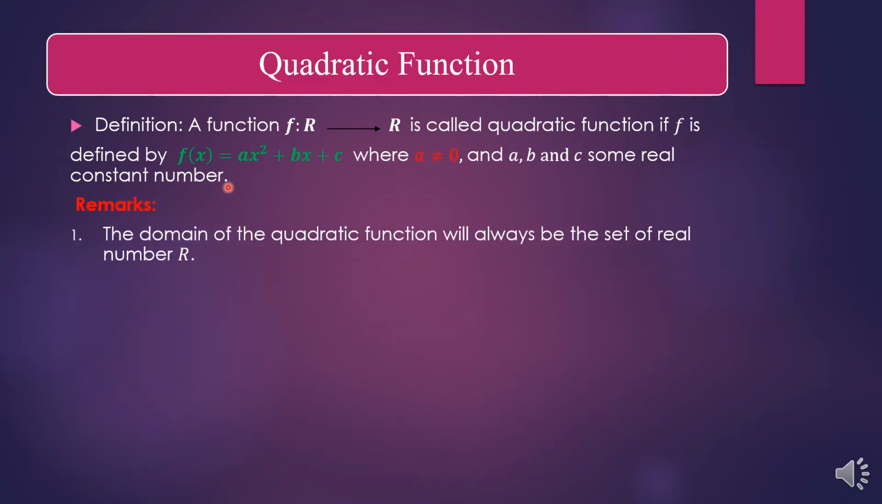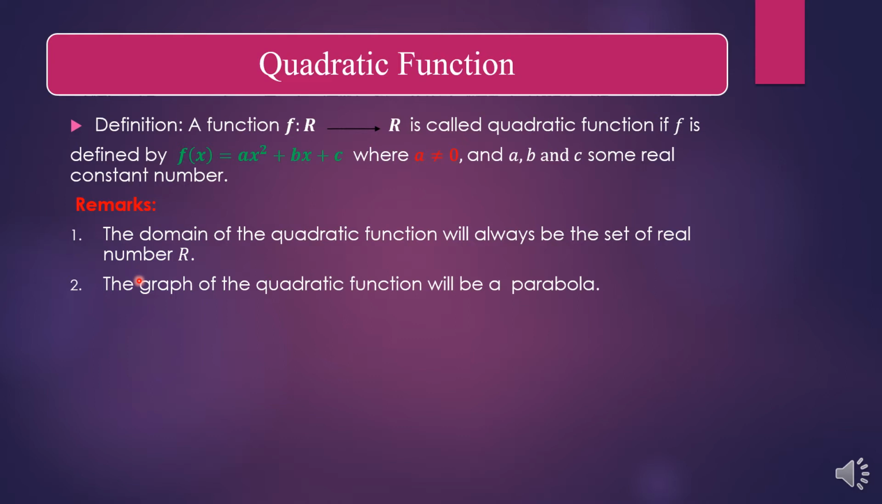Now we are passing some remarks on this quadratic function. It will have some characteristics like this. Look here. We say that the domain of the quadratic function will always be the set of real numbers. What is the domain? The x values, whatever we are putting in these functions, will be our domain. So the domain of the quadratic function will always be the real numbers.